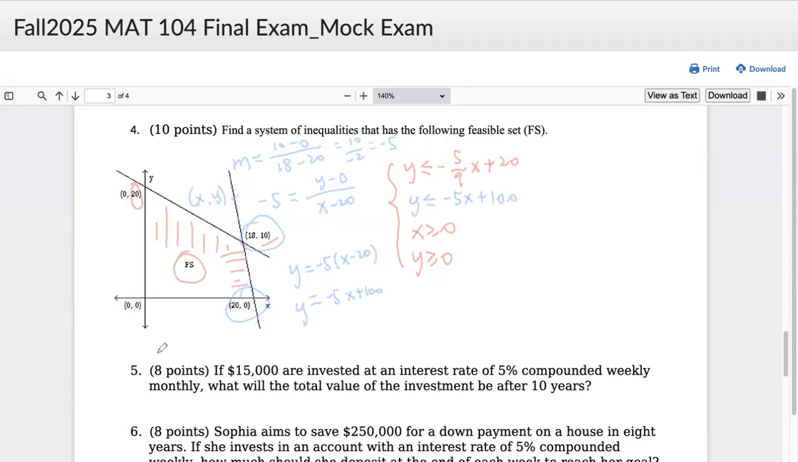Okay, that's the system. That's a system of inequalities for this feasible set.